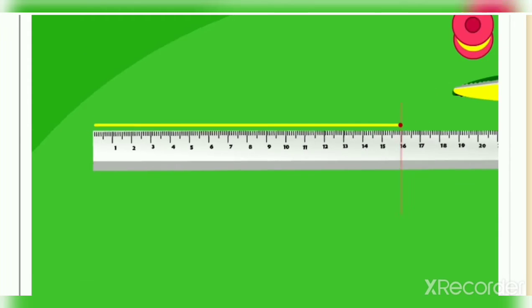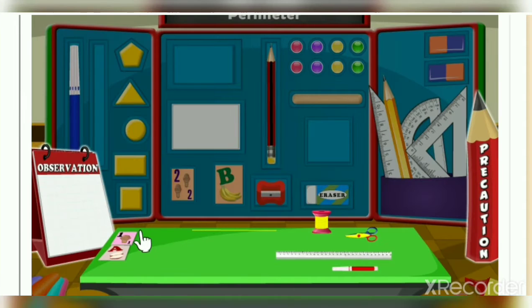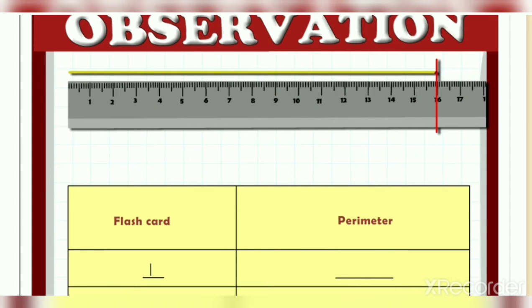Let's record our observation in the observation table. The perimeter of the flashcard marked as 1 is 16 cm.